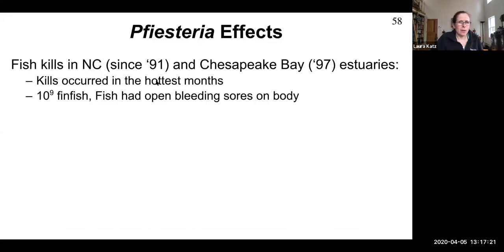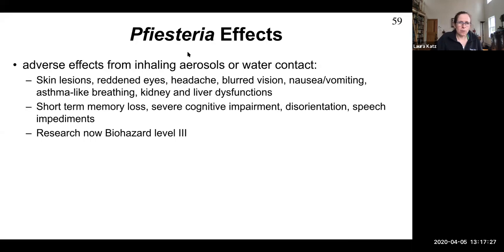I don't know. So in 1991, 1997, there were these huge kills. 1 billion fish were killed. But more importantly, at this time, these are facts. There were effects that were linked to these explosions of these fish kills: skin lesions, red eye, headache, nausea, vomiting, short-term memory loss, and in some cases, for the scientists who work with us, severe cognitive impairment, disorientation, speech. They became a biohazard 3, this organism.